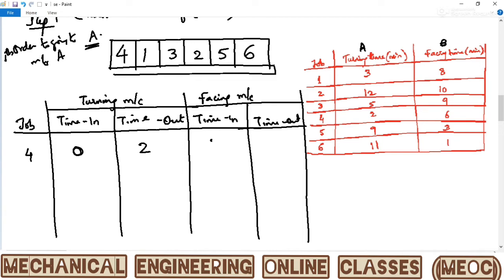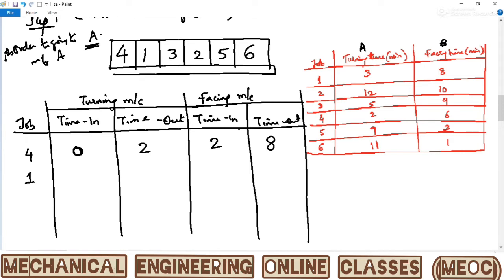So from the second minute, how much time is it taking? The fourth job is taking 6 minutes on facing. So from 2 minutes, how much will it take? It will take up to 8. So 8 minus 2 will be 6. So total 6 minutes. So at the 0th time it has started, and in 8 minutes it has completed all its operations on any machine. After the 4th job, the first job is going on to the turning machine.